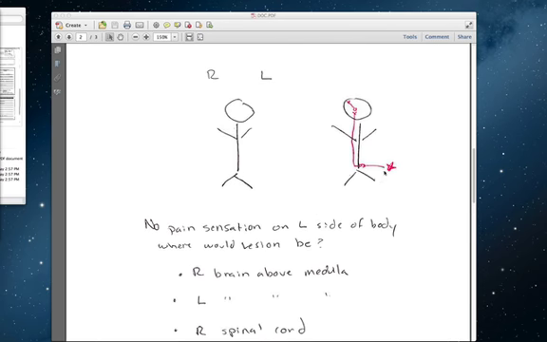Now the other thing that we learned about is primary, secondary, and tertiary, also called first order, second order, and third order neurons that we see here in the sensory pathway.